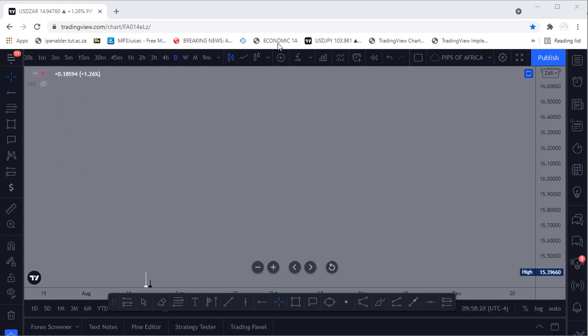This is what you must take note of. I'm going to be making examples here, examples of how to tell if the order block is going to occur or not.